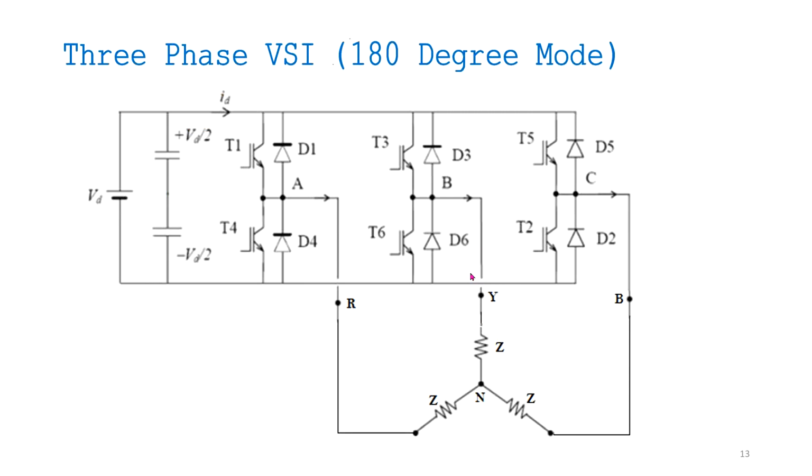Now next is the three-phase voltage source inverter with 180-degree mode. You need to be very careful in this understanding. Let's look at the circuit first. You have connected a capacitor. The role of this capacitor is to maintain the voltage across the inverter circuit. These diodes are used for protection purposes: D1, D2, D3, D4, D5, D6, and these are the IGBTs: T1, T2, T3, T4, T5, T6.